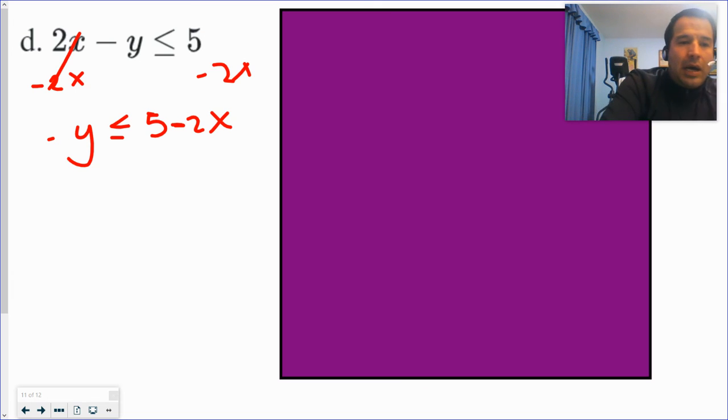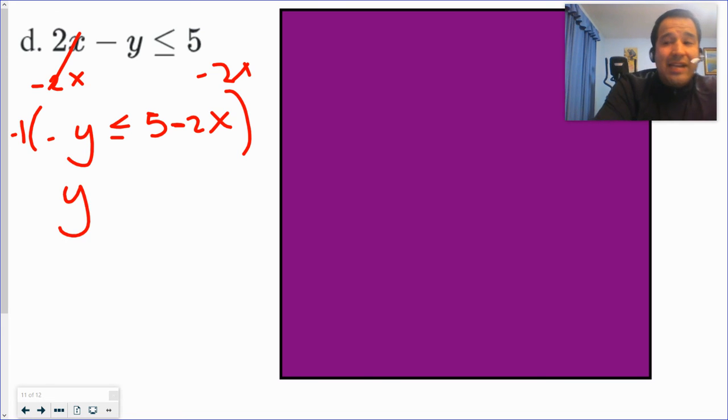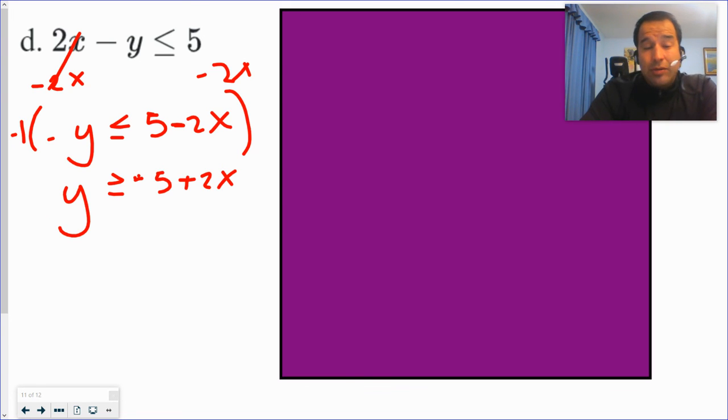Ready? I need to get rid of this negative. To do that, I multiply everything by -1. When you do that, it switches everything to the opposite. Do you hear me? Everything to the opposite. That means y becomes positive, the inequality sign switches to the opposite, and then you have negative 5 plus 2x. Okay, so that's what you should have now.